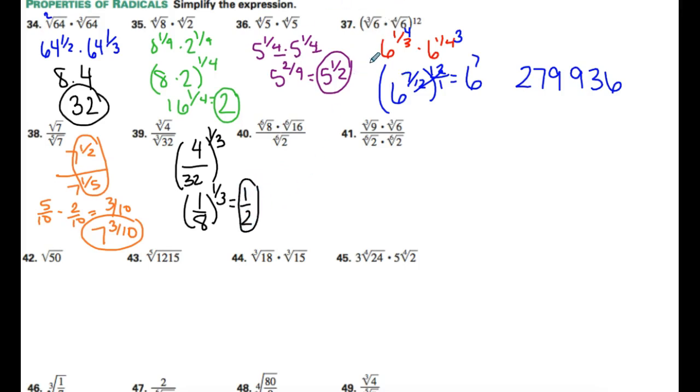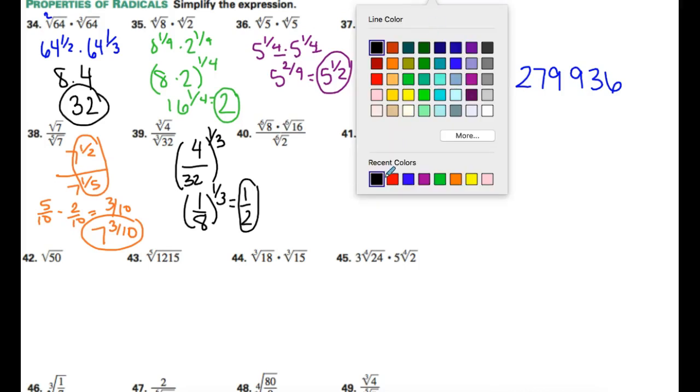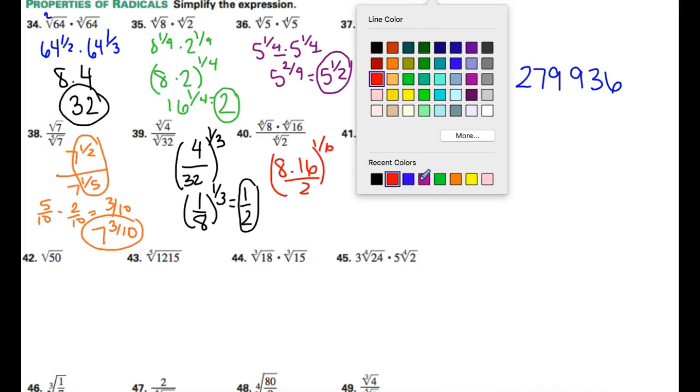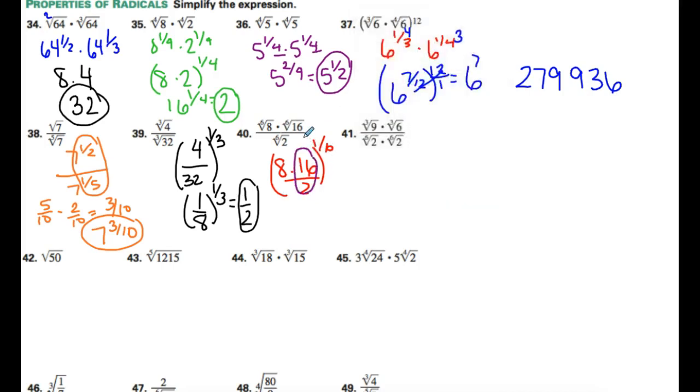Okay, number 40. Similar to the problem that we just did, same exponents because we have the same radicals, which means I have 8 times 16 over 2, all to the 1/6 power. And so what I'm going to do is, instead of multiplying straight out, I'm going to go ahead and reduce this. So 16 over 2 is 8. 8 times 8 is 64. So I get 64 to the 1/6 power. And what number times itself 6 times? 2, 3, 4, 5, and 6. 2, 4, 8, 16, 32, 64.